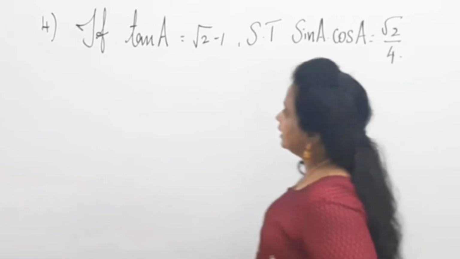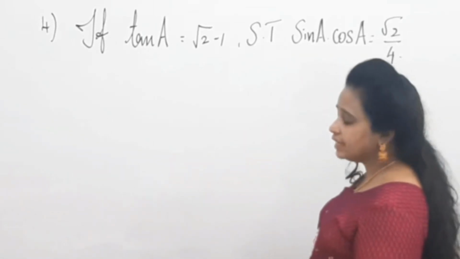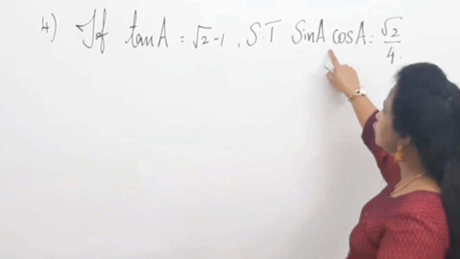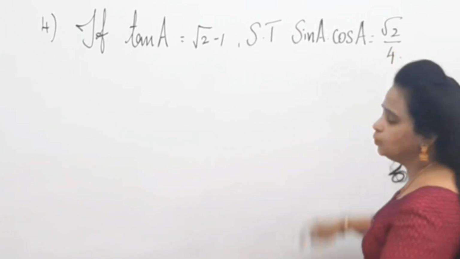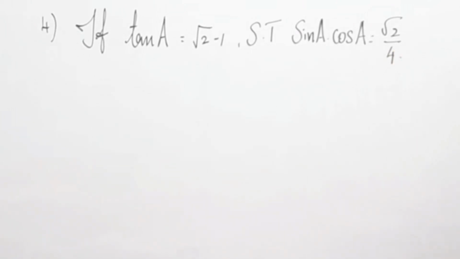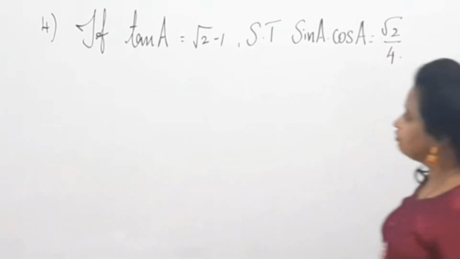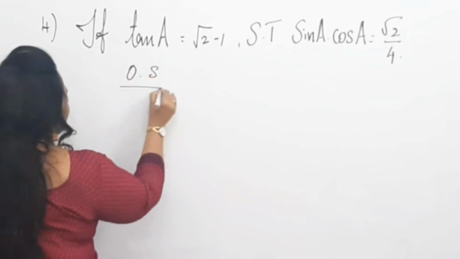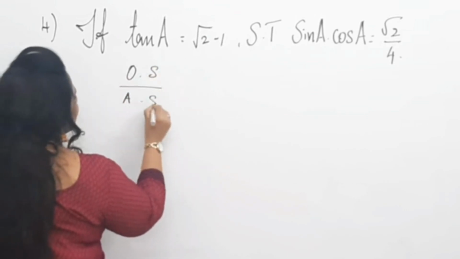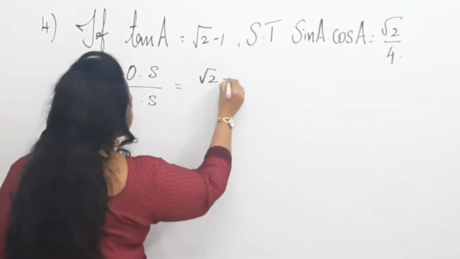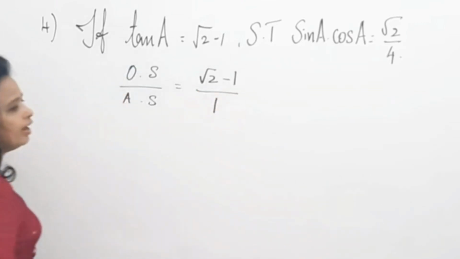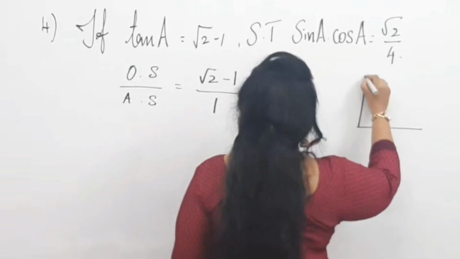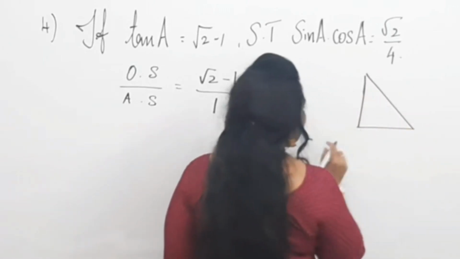Children, the fourth question says like this: if tan A is equal to root 2 minus 1, show that sine A dot cos A is equal to root 2 divided by 4. So what is the first step we will do? That is opposite side by the adjacent side is equal to root 2 minus 1 divided by 1. So I will go for my diagram. It is given A in the angle place.